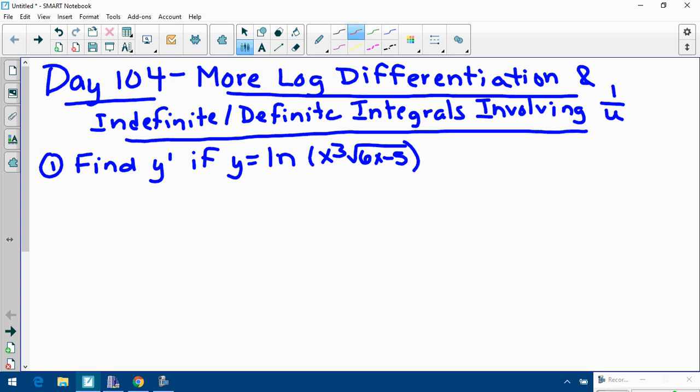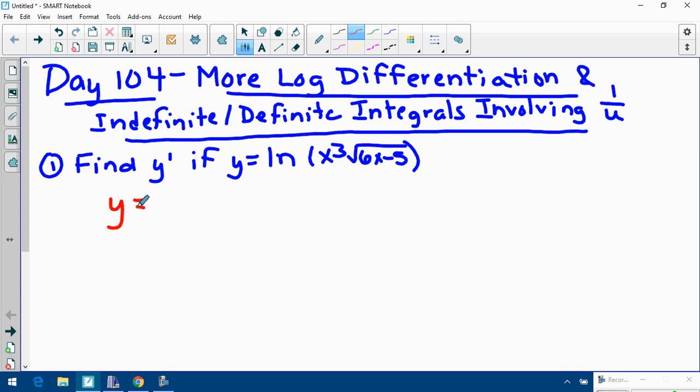Okay, so yesterday we were doing logarithmic differentiation near the end of class. This is just a regular old find the derivative. It's already an ln, so there's a couple ways to proceed. We could use chain rule twice, or what else could I do? Right, so I could use log properties and split this up.